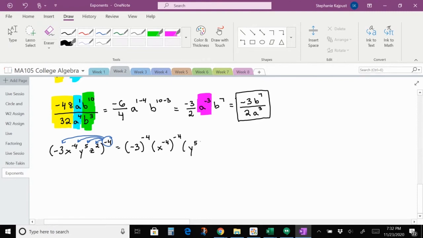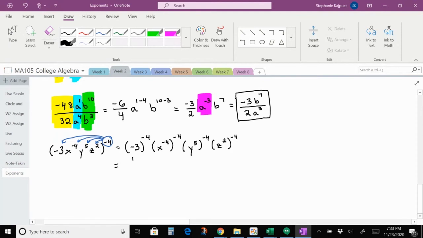Then we have y to the 5th, which has the exponent of negative 4. And then z squared has an exponent of negative 4. So that negative 4 on the outside gets applied to everything on the inside. And then we're going to simplify each of these in their own groups. So negative 3 to the negative 4. When we have a number and then we have a negative exponent, that means we need to rewrite it to have a positive exponent. So we're going to be taking the reciprocal here.